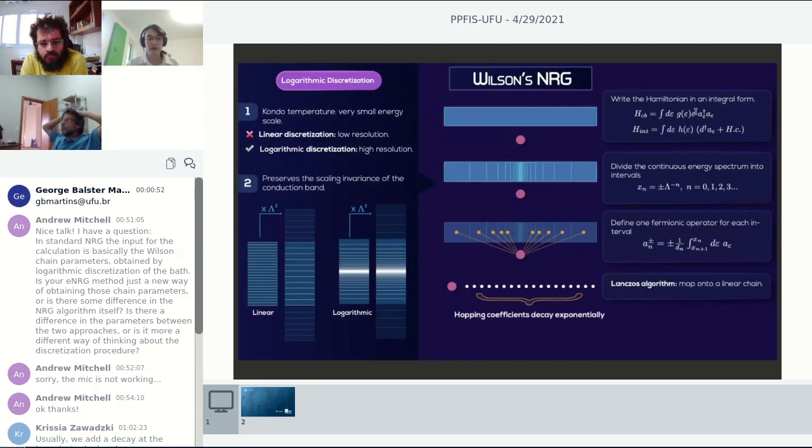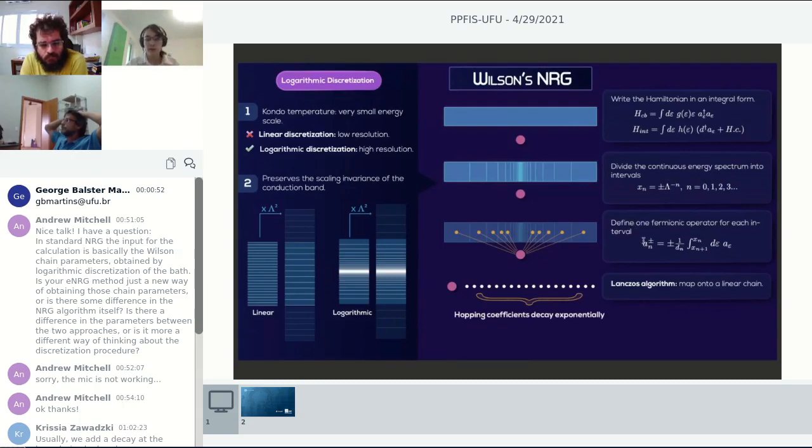Now that we understand why the logarithmic discretization is important, we can go through the steps of Wilson's NRG. So the first step would be writing the Hamiltonians of the conduction band and of the hybridization term in this integral form, where these integrals go through the whole conduction band. Then we do the logarithmic discretization. So we divide the energy intervals like this, where the size of the intervals is defined by this parameter lambda. When lambda goes to 1, the size of these intervals goes to 0. So in this case, we have the thermodynamic limit, where no discretization is made. Then in Wilson's NRG, this parameter lambda is a real number bigger than 1.